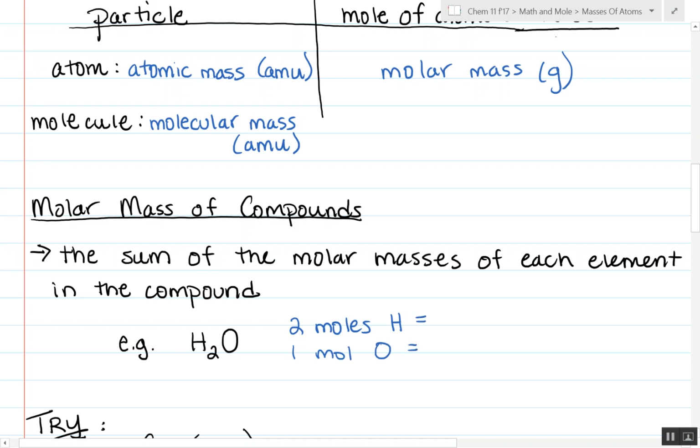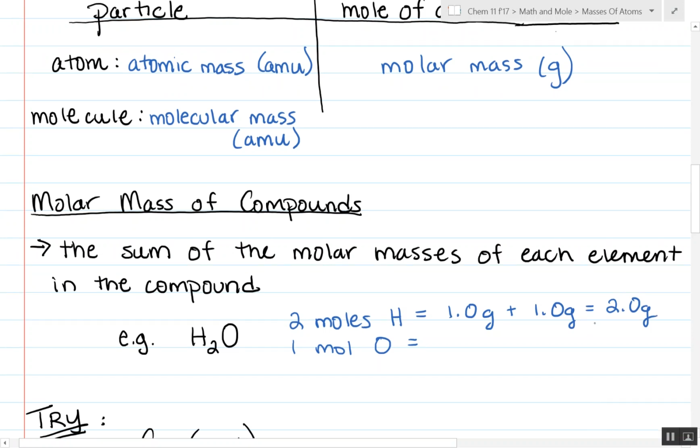So if we have 2 moles of hydrogen, each would be weighing 1 gram, giving us 2 grams total coming from our hydrogen. And then we know that oxygen's atomic weight is 16.0 grams per mole. So if we total those 2 numbers up, we get the molar mass of the compound of 18.0 grams.